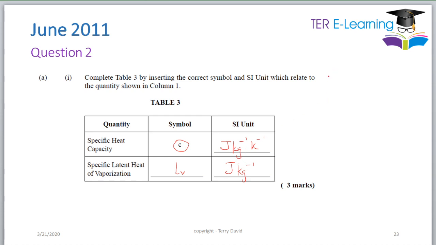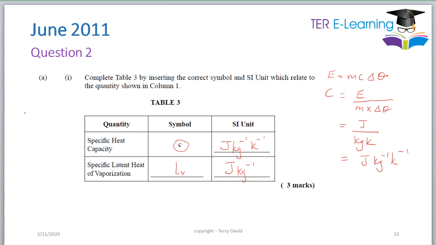Now if you all can't remember how to work out a unit, you just need to make sure you know the formulas. So we know E equal mc delta theta, right? So therefore c is equal to E over m multiplied by delta theta. Alright? Now in terms of units, energy is measured in joules, mass is kg, and temperature change is Kelvin. So therefore my unit is joule kg to the minus 1 Kelvin to the minus 1. Right? That's how we get that unit there.